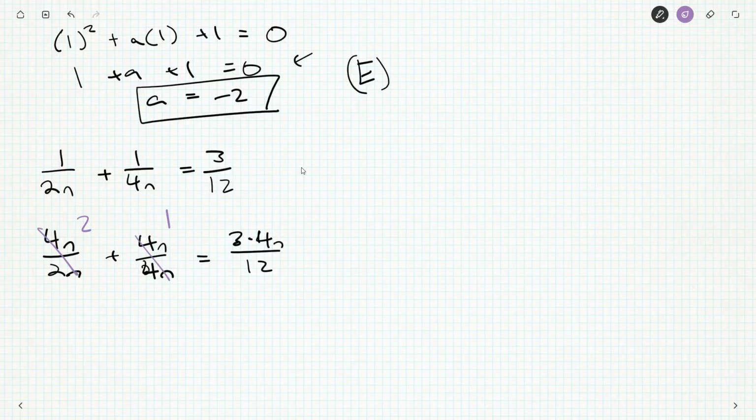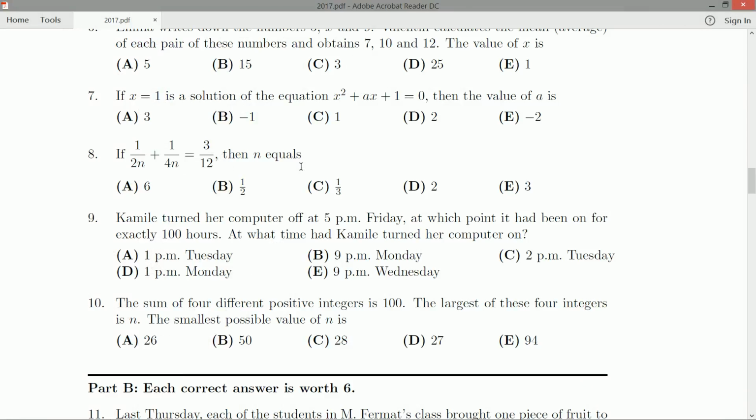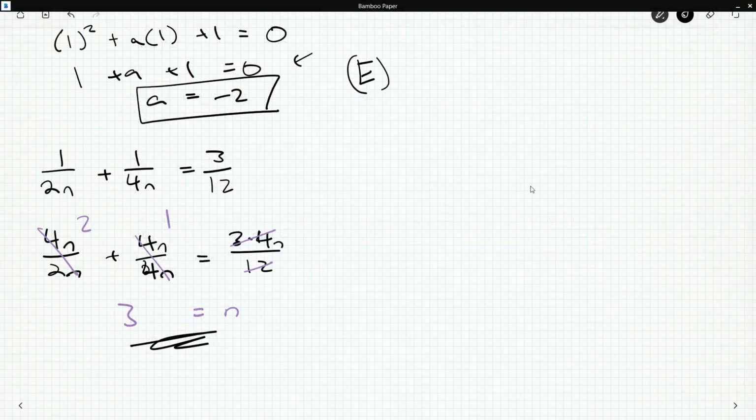So now we have 2 plus 1, 3, equals, and 12, and 4 times 3 cancel, and we're left with n. So 3 is equal to n, and that's going to be our answer. And there it is, at the end, hiding there, it's e.